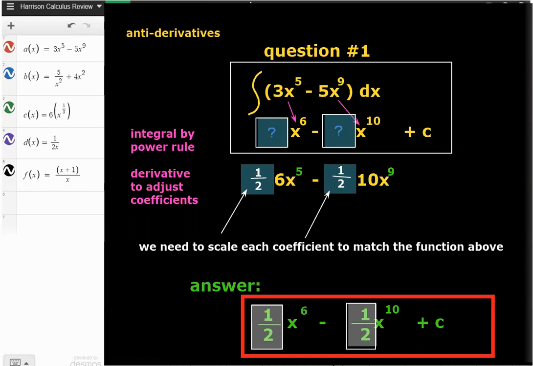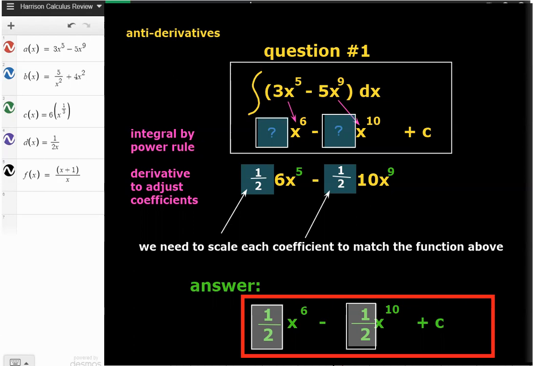What we do to set the correct coefficients in front is we just take 1x to the 6th and 1x to the 10th, and we can do the derivative to make sure that we don't make an error. Well, the derivative of x to the 6th by the power rule is 6x to the 5th. But we didn't have 6x to the 5th. We had 3x to the 5th. So the coefficient that's a part of this, of the integral, is 1/2.